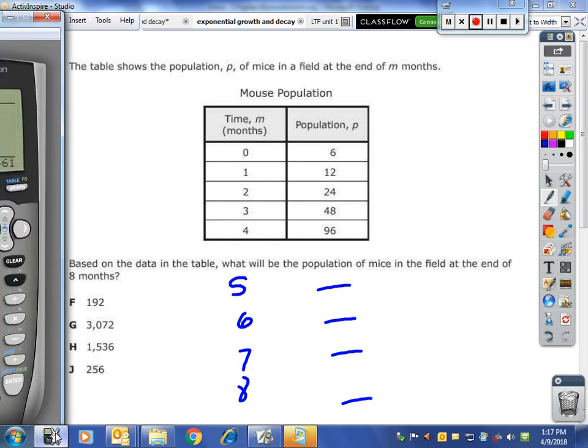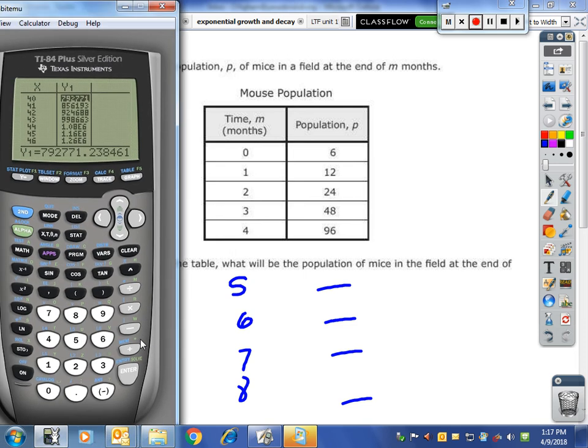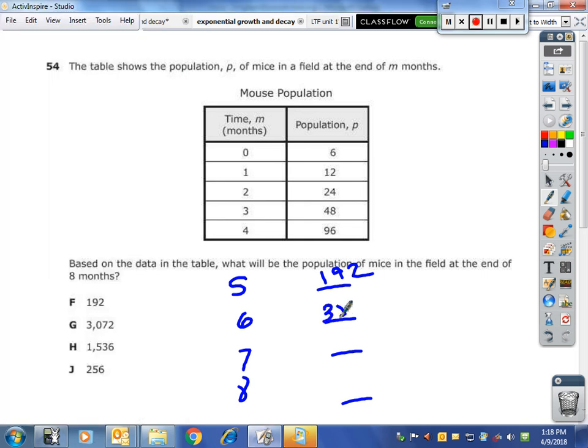Okay, don't just guess. Even if you don't feel like entering all the data points and finding the equation, just continue the pattern. 96 times 2 is 192 times 2. And just keep going. 384. What was it? It's going to be 1,536.